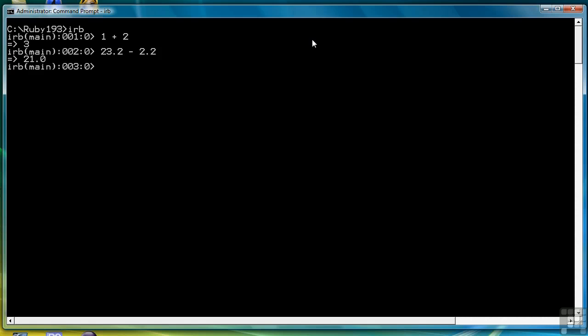And here I use floating point numbers to demonstrate the difference. After subtraction, we have multiplication. And we also have division. So those are the four major arithmetic operators.